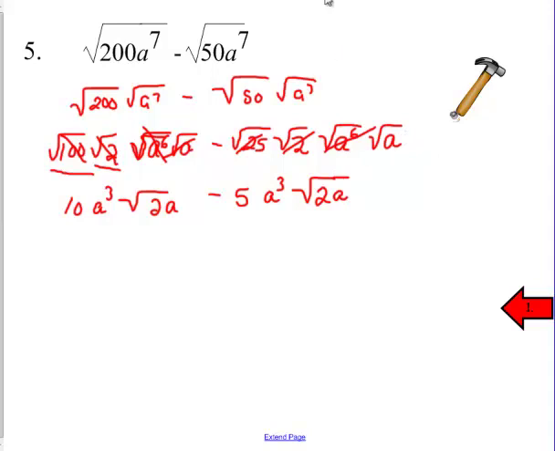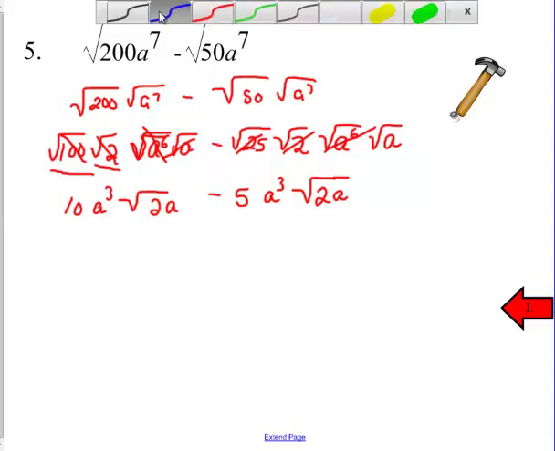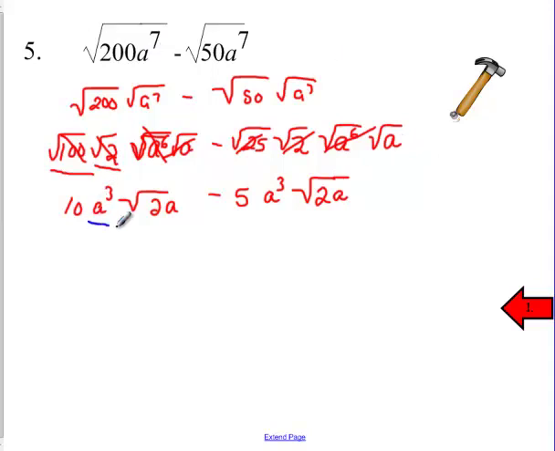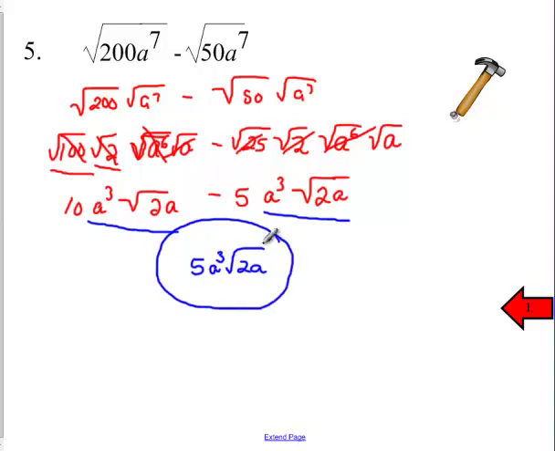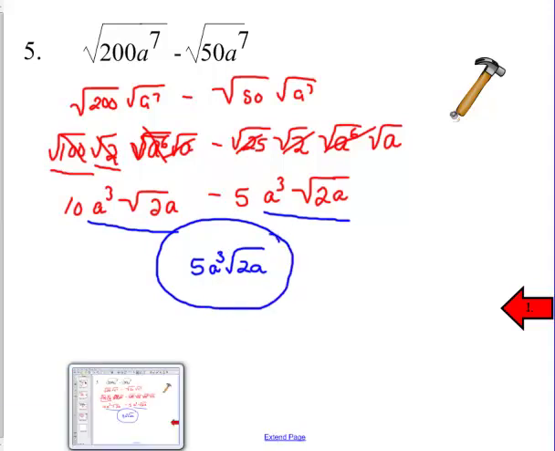Okay, so are they like? Let's check it out. This is an a cubed radical 2a. This is an a cubed radical 2a. So if I do my math, 10 minus 5 is 5 a cubed radical 2a's. Yay! This lesson was fun.